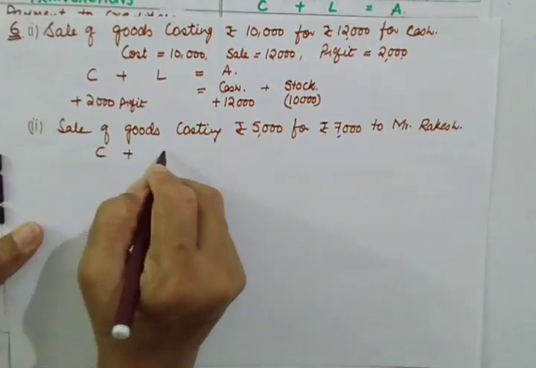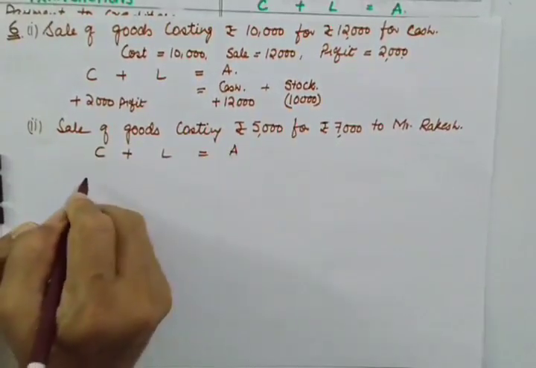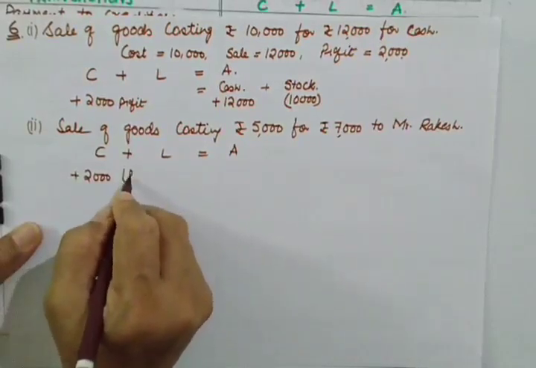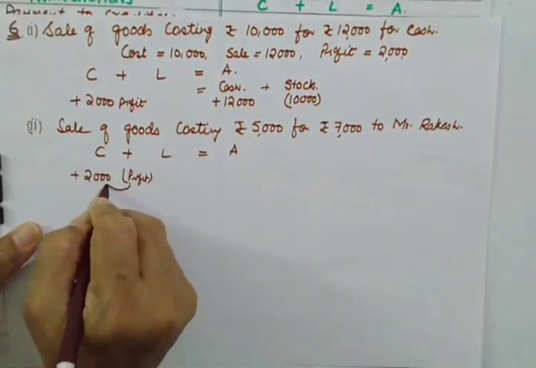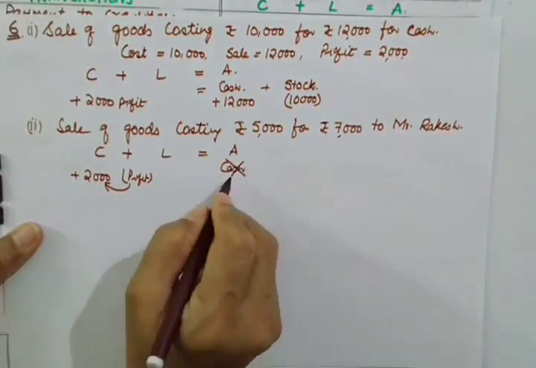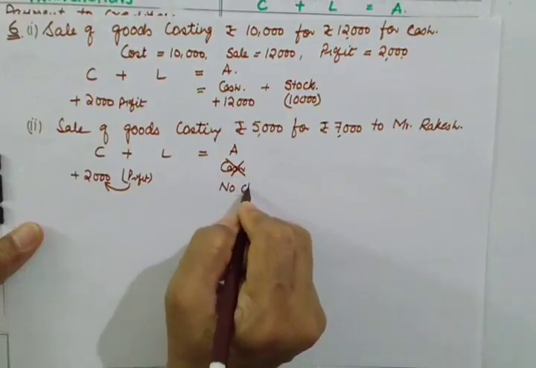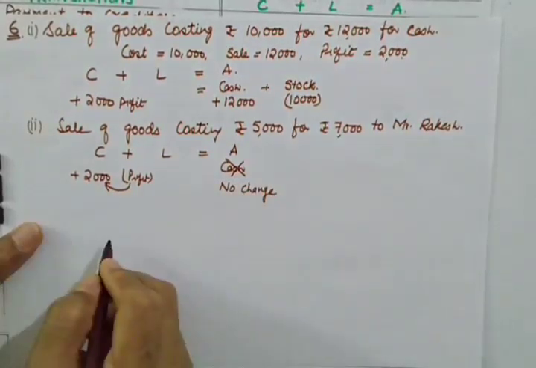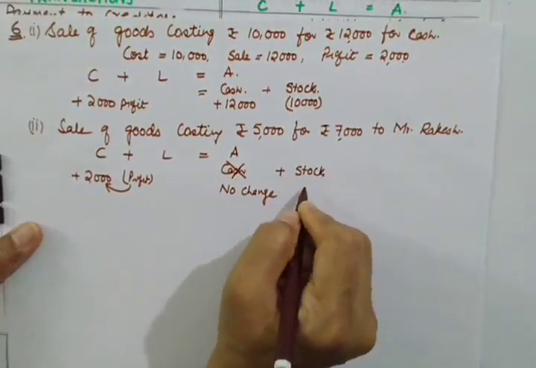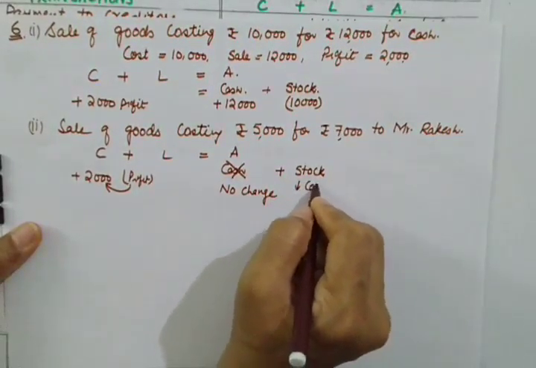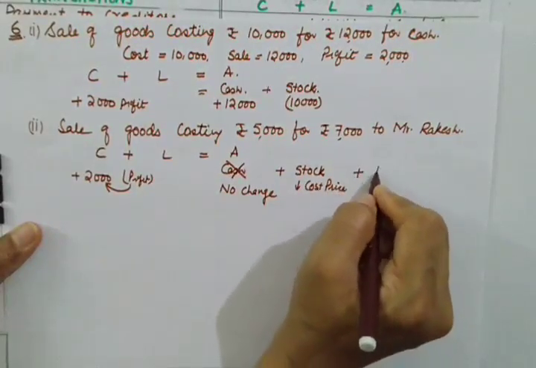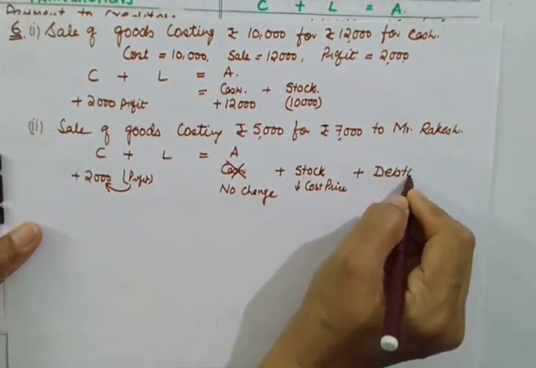So how is this to be recorded? C plus L is equal to A. Then 2,000 will be added as a profit in the capital, and your cash will not be changed. No change in cash. And then your stock will reduce with the cost price, and moreover a new item, debtor, will be added.